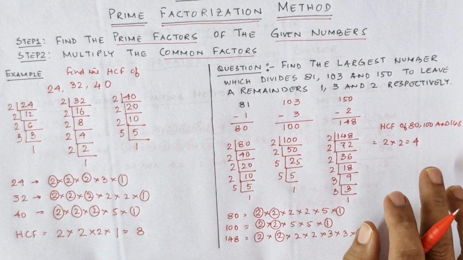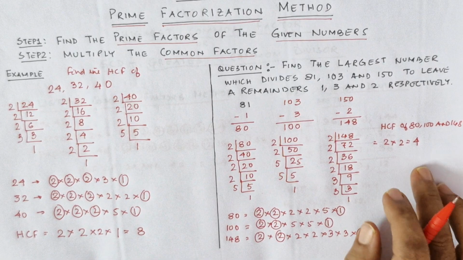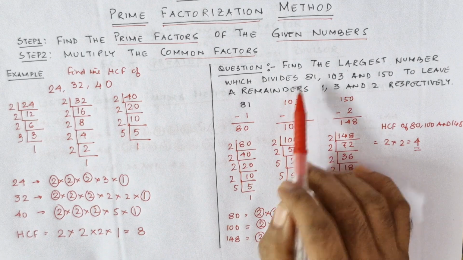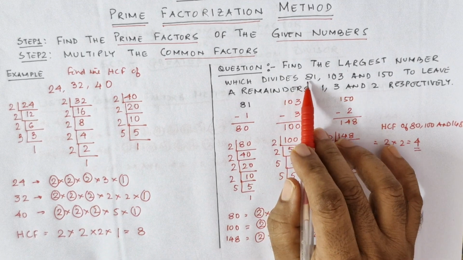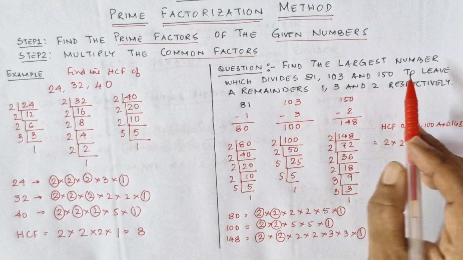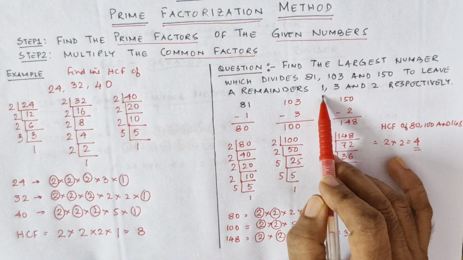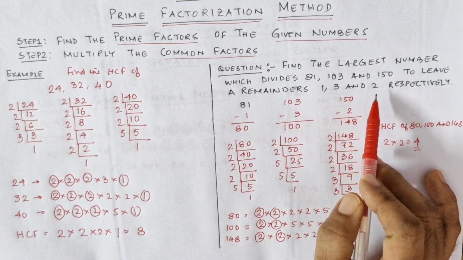Hence, what will be the answer? The answer will be, if you divide 81, 103 and 150 by 4, it will leave a remainder of 1, 3 and 2.